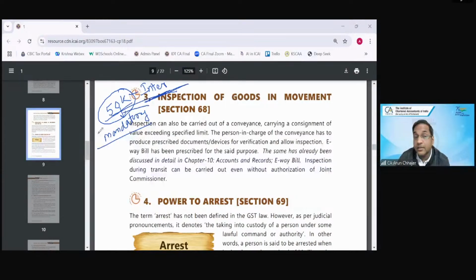But my question is, when this limit will not be looked into, mandatorily you are required to generate the e-way bill irrespective of any value. Kindly give me the answer. There are the two situations which we have discussed in chapter 10.